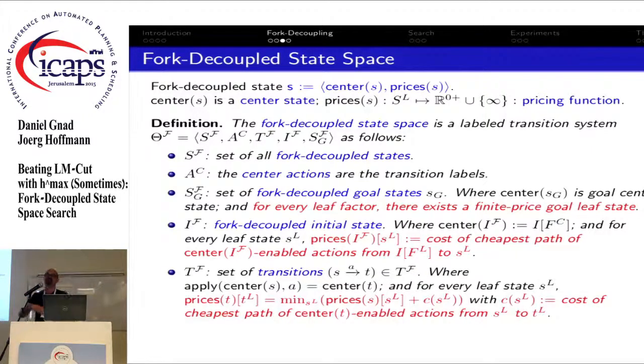Accordingly, when we make a transition, we first transition the center state as usual. So we go from the center state S to the center state T. How do we get the new pricing function? Well, we take the previous pricing function here, and then we just attach cheapest paths to get the prices in T. And those cheapest paths must use the center preconditions from T. Basically, you say, do whatever you had before, and then try if you can get something cheaper than before by using the new center preconditions that T provides to you.